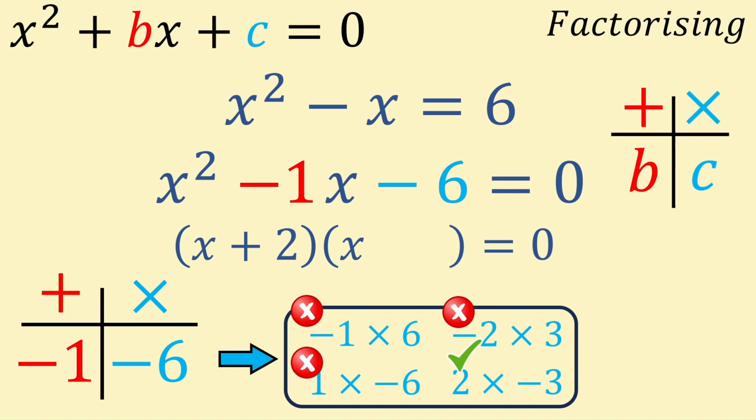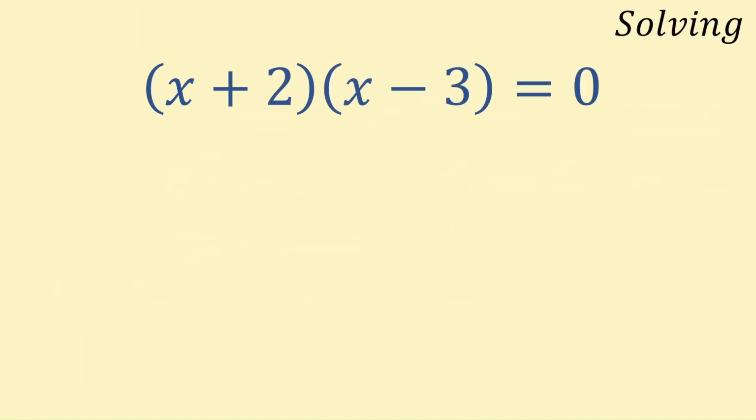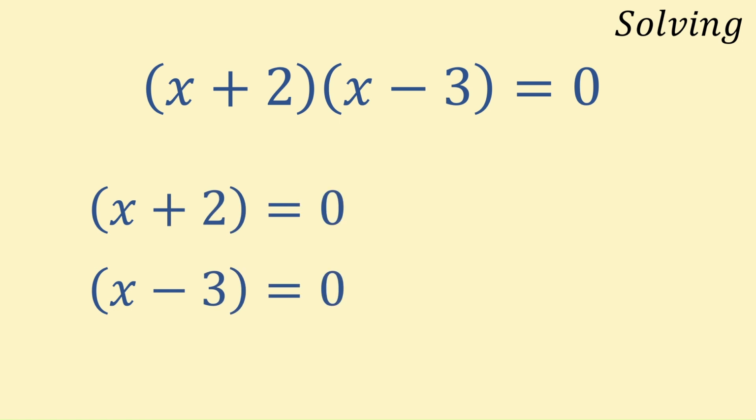That means the solution in the brackets must be x plus 2 and x minus 3 equals 0. Now, solve the equation. We can make each of the brackets equal to 0. So if x plus 2 is 0, x must equal negative 2. And if x minus 3 is 0, x must equal positive 3. So the solution is x equals negative 2 or x equals 3.